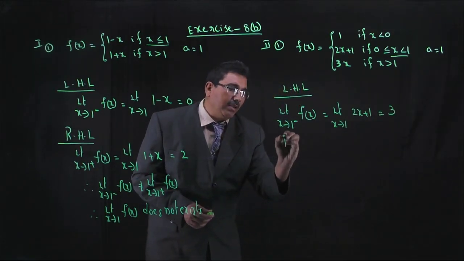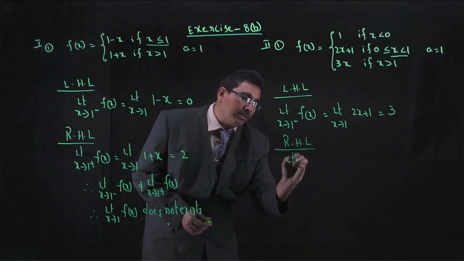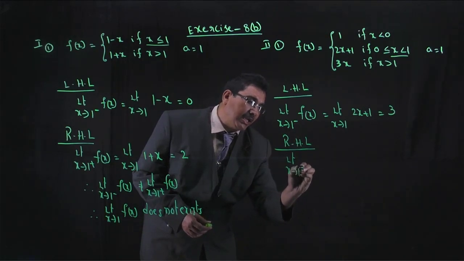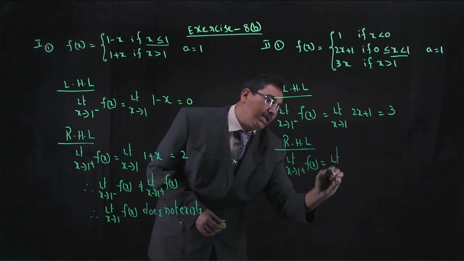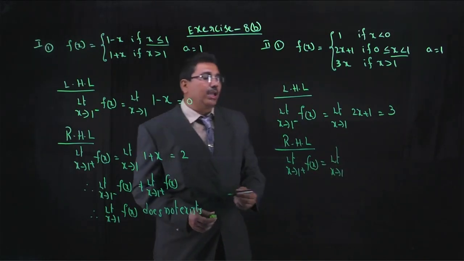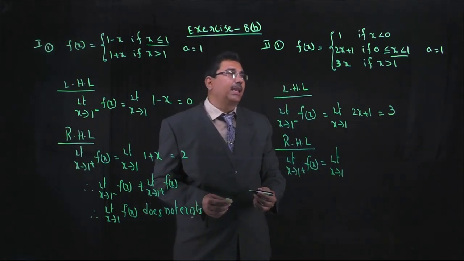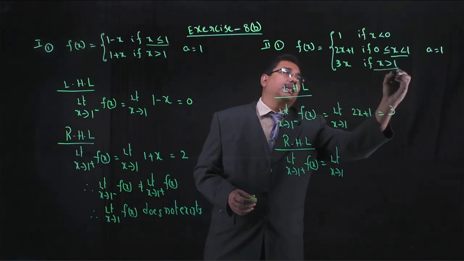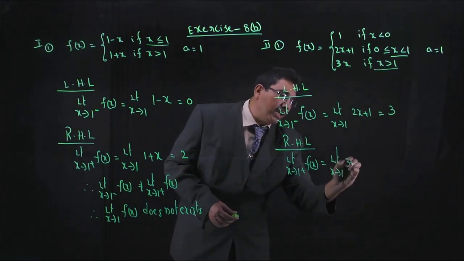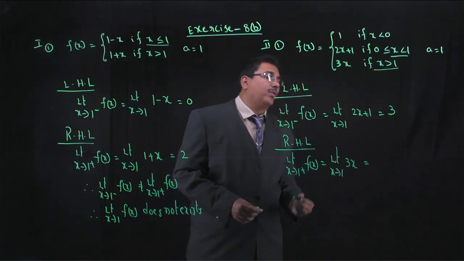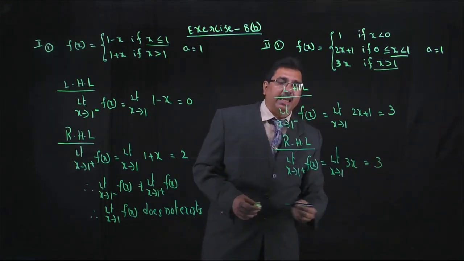Now the right hand limit, limit x tending to 1 plus f of x is equal to limit x tending to 1 plus. x tending to 1 plus means x greater than 1. For x greater than 1, the corresponding function is 3x. Now by applying the limit value, that is also equal to 3.